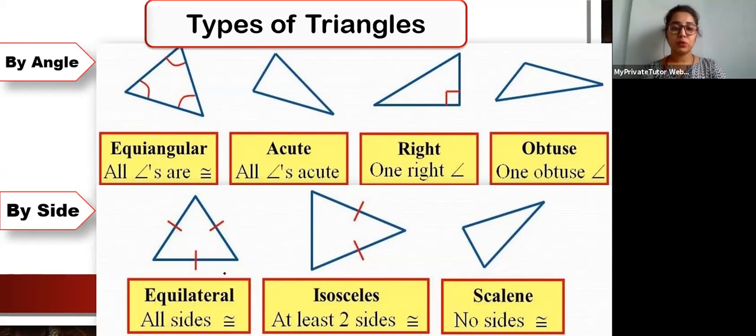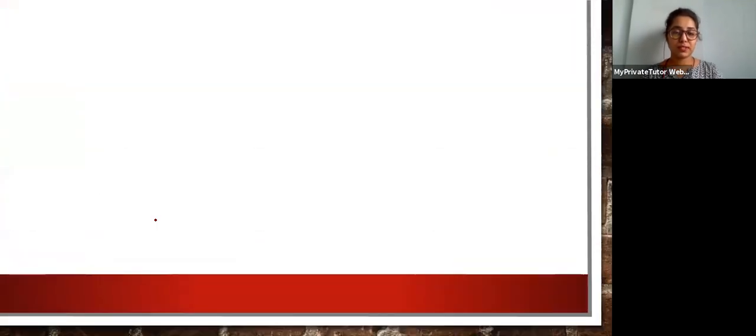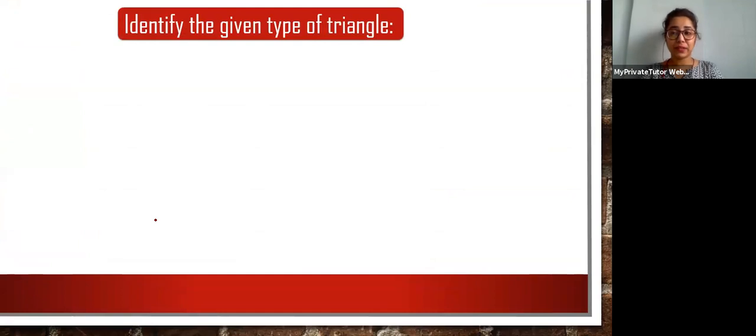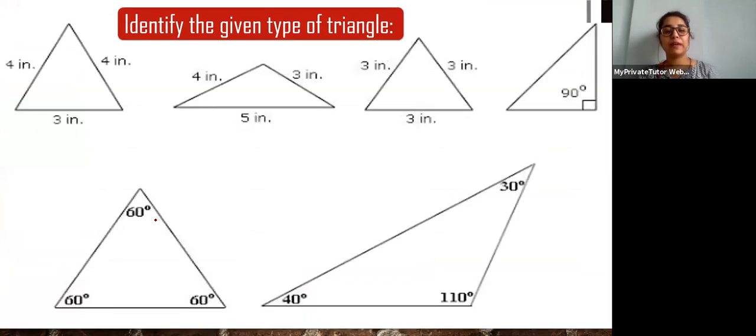So let's get into the next part of this, that is some questions. What you have to do is identify the given type of triangle. I'll give you some questions with some triangles, and you have to tell me what type of triangle each given triangle is. So here we have our questions. The first one has 4, 4, 3. These are all our questions. Let's see what our answers are.